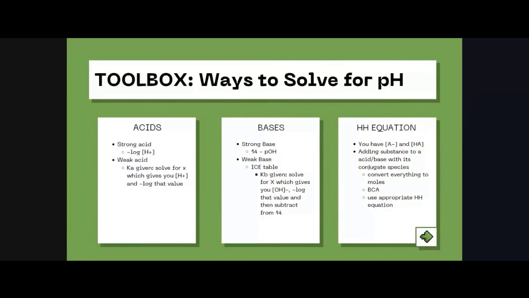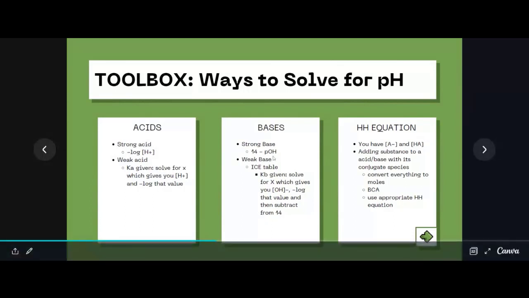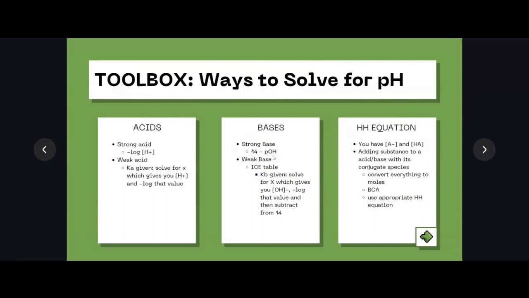Next, if you're given a base, if you have a strong base, you find the pOH, which is just the negative log of the hydroxide concentration, and then do 14 minus the pOH. If you have a weak base, however, you have a Kb, which gives you x, which gives you OH minus, take the negative log of that value, which gives you pOH, and then just take 14 minus that value.